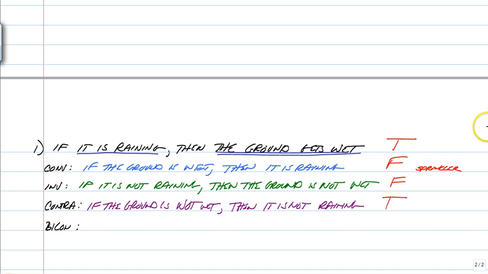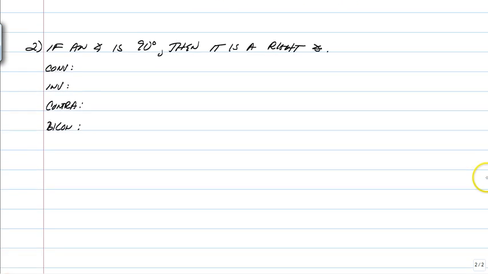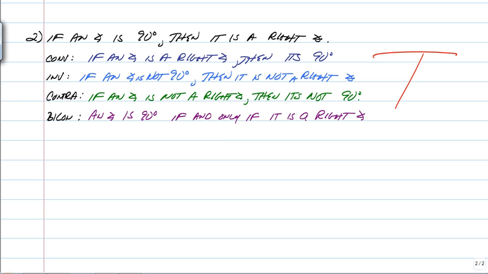So now let's look at an example where everything is true. If an angle is 90 degrees, then it is a right angle. Why don't you pause the video and try writing out the converse, the inverse, the contrapositive, and the biconditional on your own. So let's see if you got it right. If an angle is 90 degrees, then it is a right angle. So the converse would be, if an angle is a right angle, then it is 90 degrees. That is also a true statement.